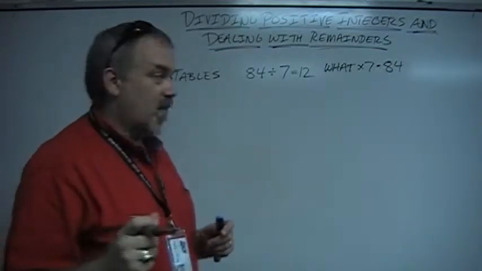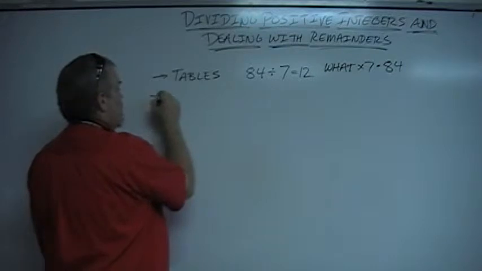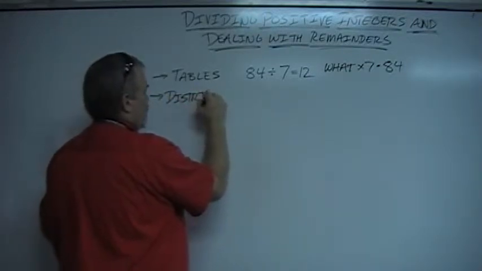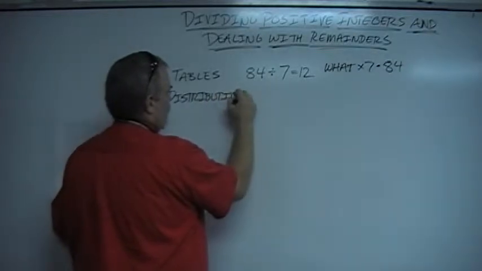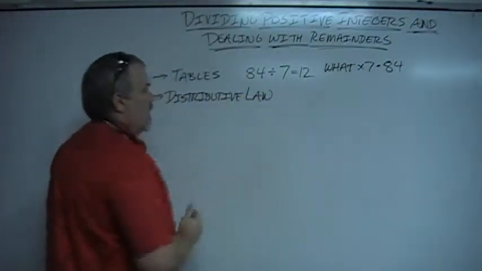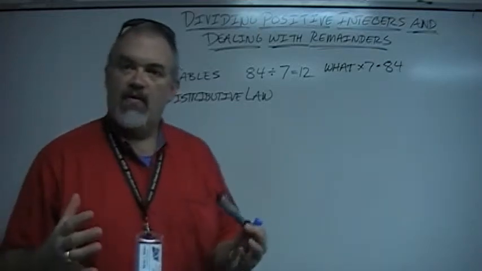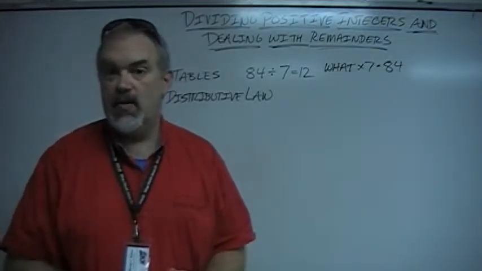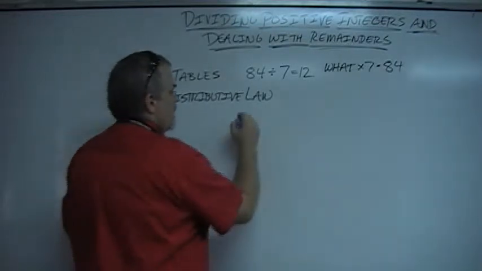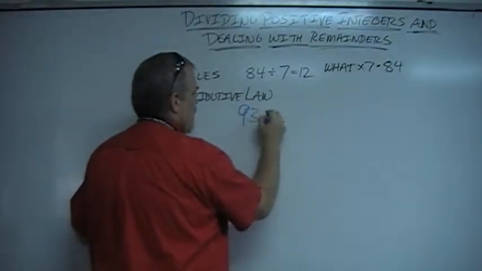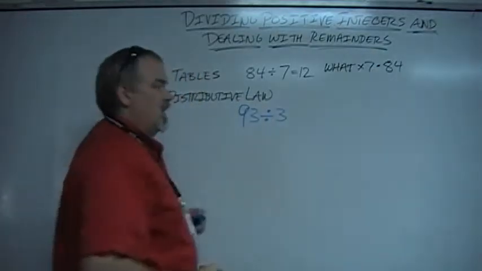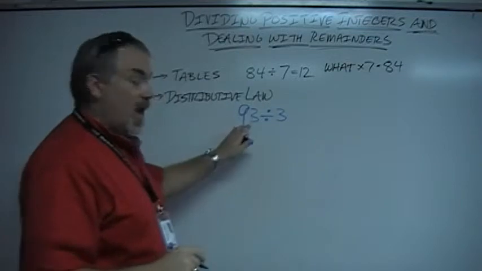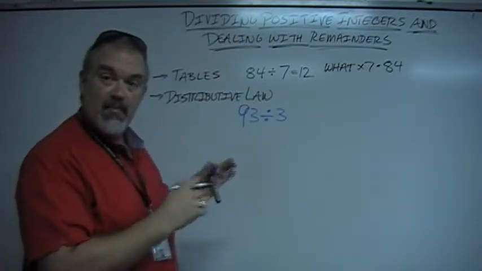The second method that we can use is the distributive law. With the distributive law, we are essentially going to break the problem into a couple of pieces that are easier to deal with. Let's say that we had, for example, 93 divided by 3. That might not be a real easy problem for you, but what you can think about is this. 93 is 90 plus 3.